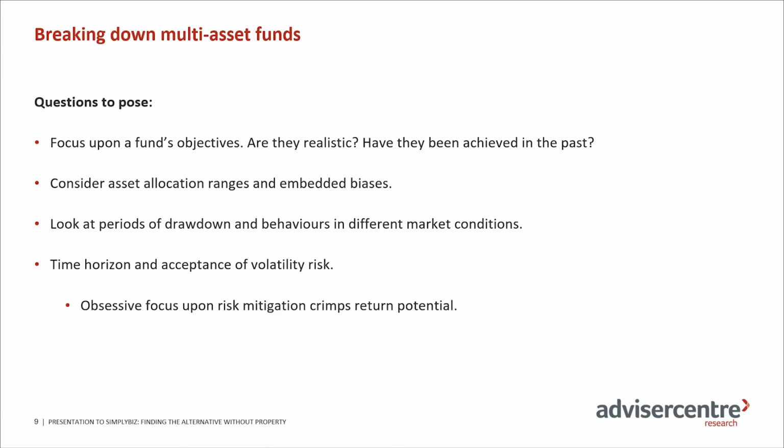Are they realistic? What have they achieved in the past? The audit trail is key. Consider the ranges. Managers will often produce sand charts of the asset allocation through time. That allows us to look at the embedded biases.